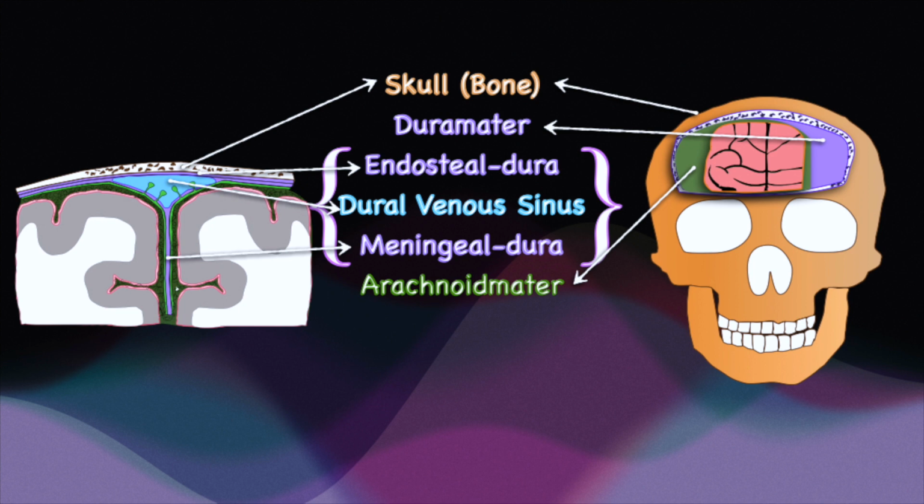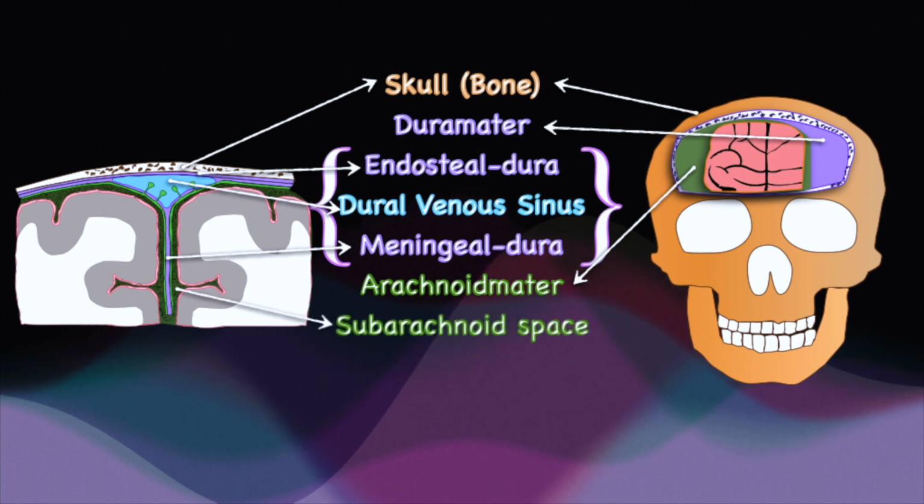Between the arachnoid mater and pia mater, we have the subarachnoid space, where a fluid called cerebrospinal fluid, or simply CSF, circulates. It is an ultrafiltrate of blood, and it flows through the ventricles and subarachnoid space. Another interesting aspect of this arachnoid membrane is its projections into the dural venous sinuses.